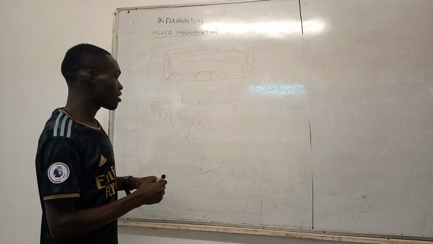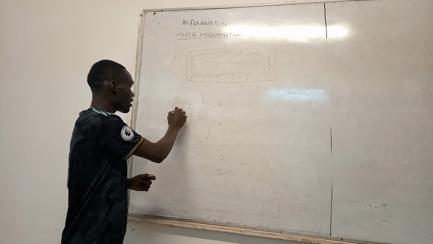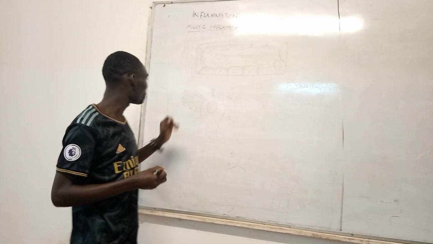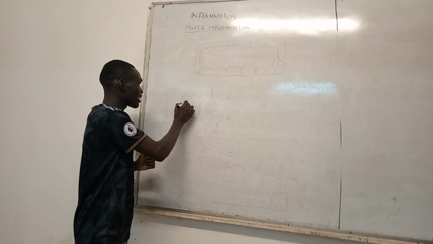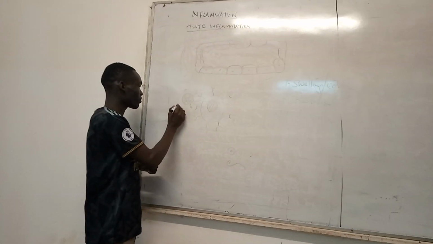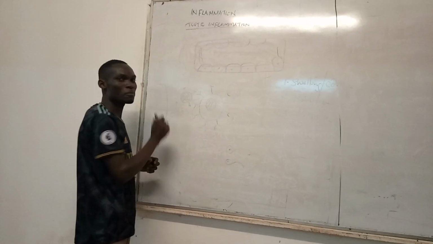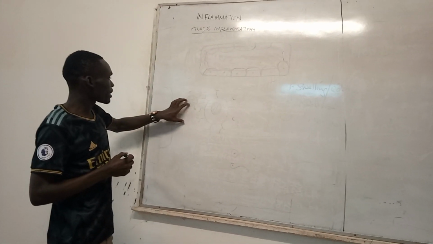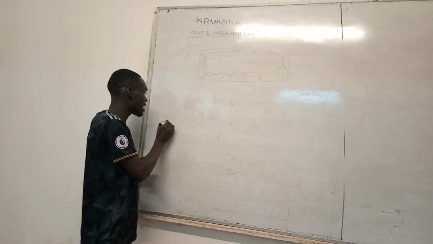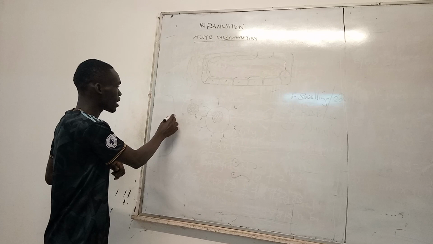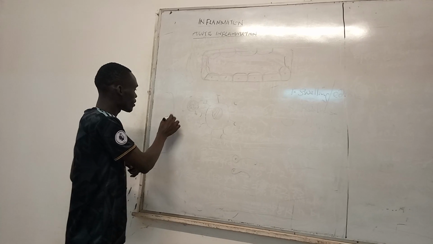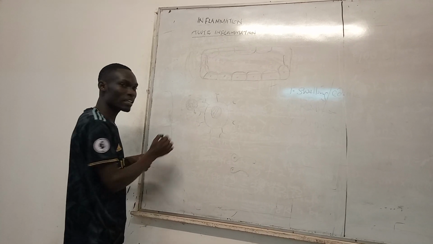So let's start by looking at an infectious organism. Let's say that it's a gram-positive bacteria. This bacteria produces endotoxins. Once this bacteria produces endotoxins, the endotoxins damage the tissues around them.